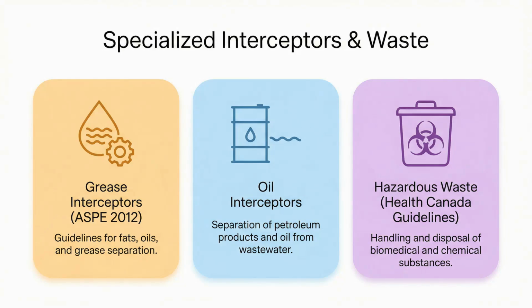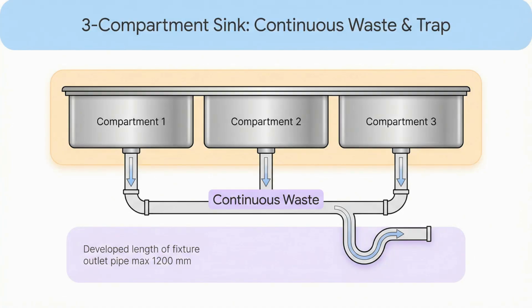Then we have the nasty stuff: grease and hazardous waste. If you're discharging fats or oils, you likely need a grease interceptor. The code actually points to a specific handbook for sizing those. And for biohazardous or chemical waste, that's serious business. The treatment of corrosive waste is mandated by the code, but biohazards usually require specific engineering expertise outside standard plumbing rules.